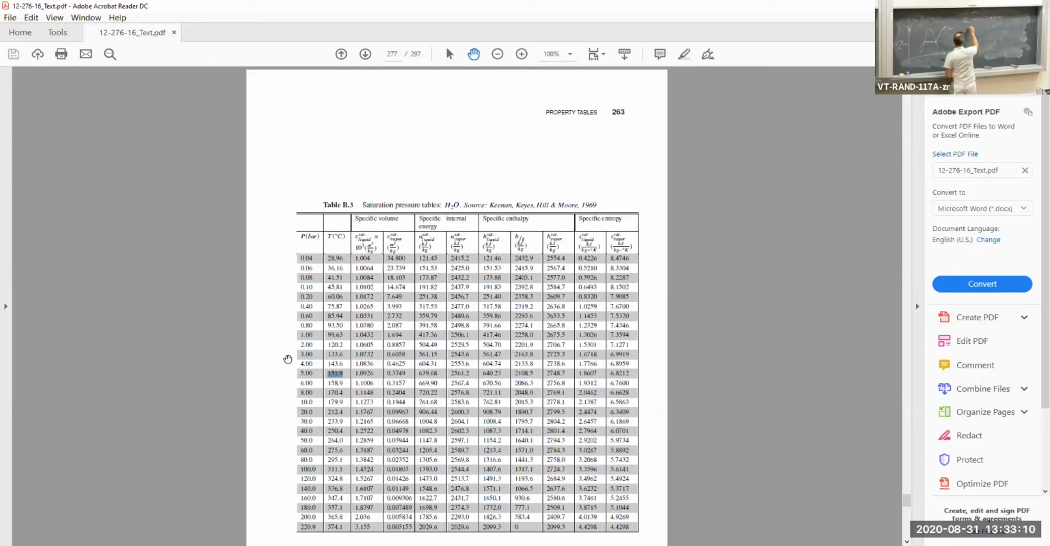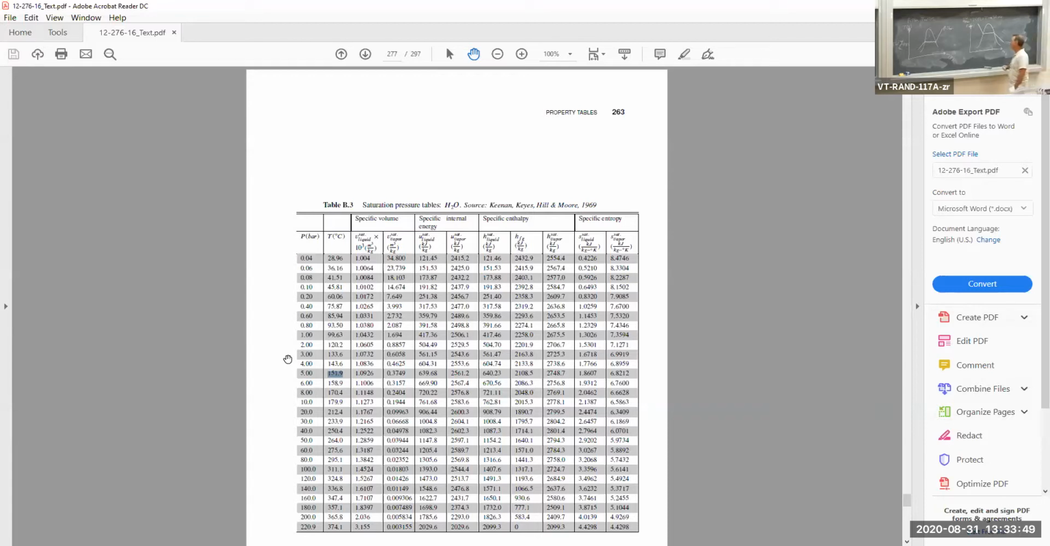Let's do the same thing with the PV plot. Pressure, specific volume. Here's our dome. Here's my isotherm. Okay. Now I'm at 151.9 degrees C. I guess this pressure is in bar. So I'm somewhere on this isotherm.